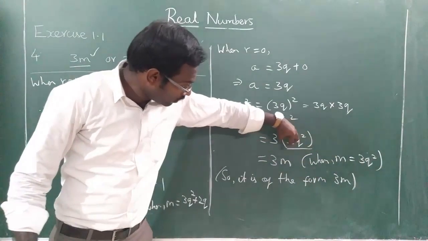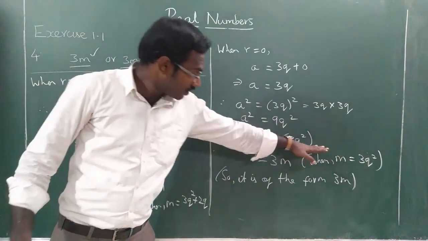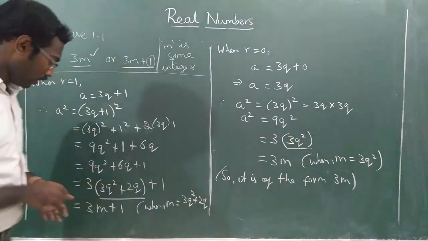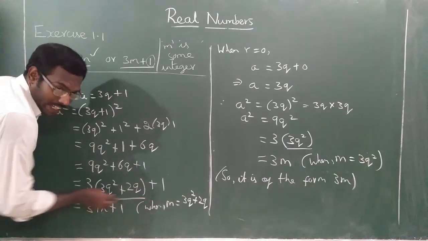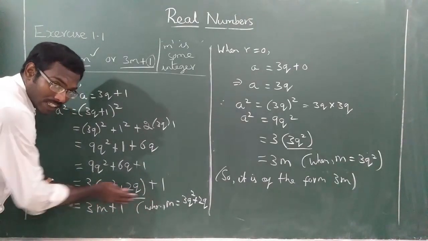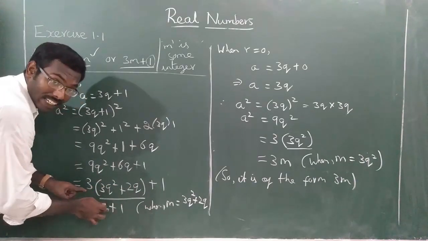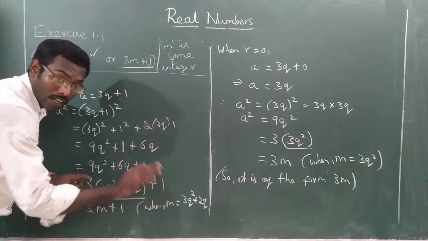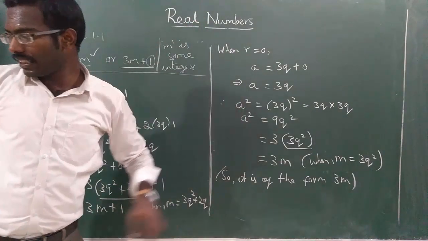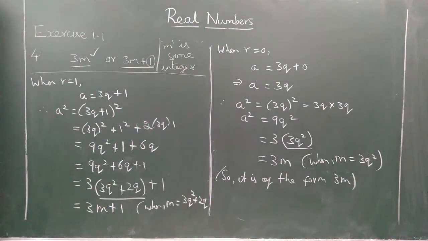There should be some value 3 outside and some other values inside can be taken as m. But listen, only the value that is in multiplication, in product with the 3, that only you can take as m. The other value plus 1 should not be taken as m. Understood? Okay. So now let us see, when r is equal to 2, what will happen?